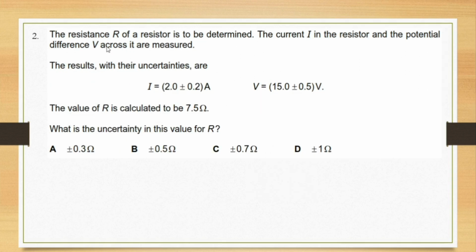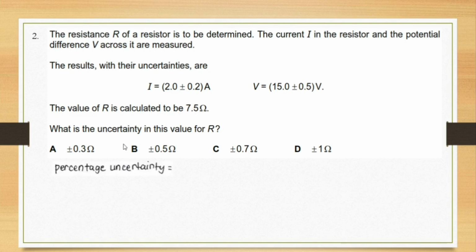Number 2. The resistance R of a resistor is to be determined. The current I in the resistor and the potential difference V across it are measured, and the results with the uncertainties are given. The value of R is calculated to be 7.5 ohms. We want to find the uncertainty of this value R.